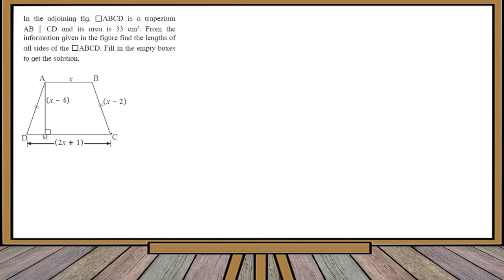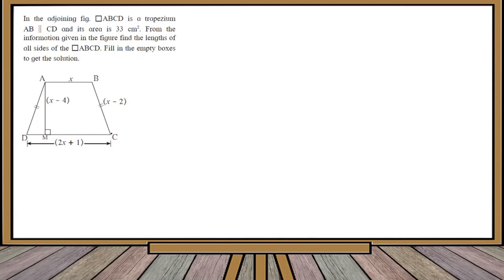In such type of problems, it's very important to understand what is given and what is to be found out, right? So quadrilateral ABCD is a trapezium wherein AB is parallel to CD and its area is 33 centimeters square. The entire area of the trapezium has been given. From the information given in the figure, find the length of all the sides of ABCD, right? And they have given us the sides as well.